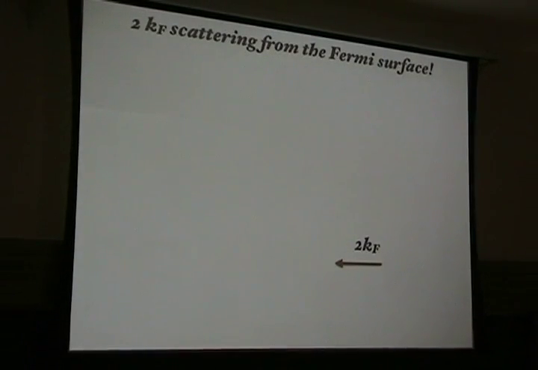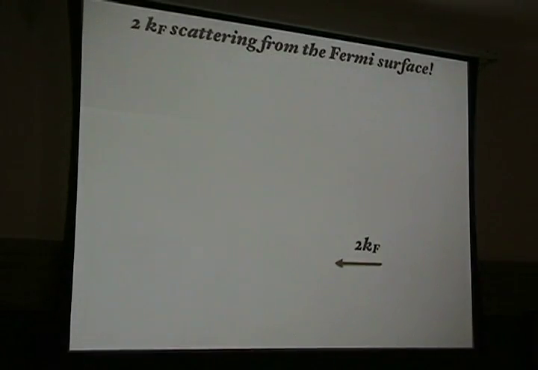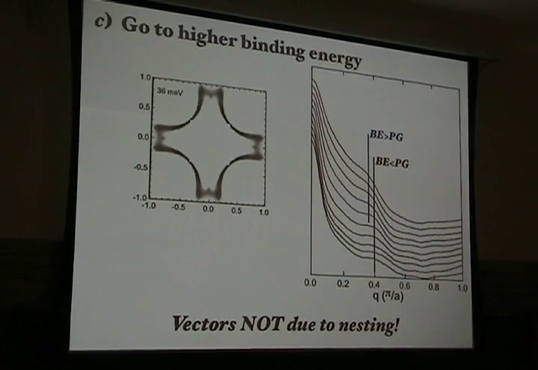All right. Sorry. Yes? Why do you conclude that it is not because of density? So because it's a different Q vector. You see, if we go to high binding energy, much higher, you can see this part lights up, right? So this vector here is shorter than the vector at lower energies, the ones that Yazdani used. If you go to high energy, then you can see this one. But this is not due to that. You understand what I'm saying?